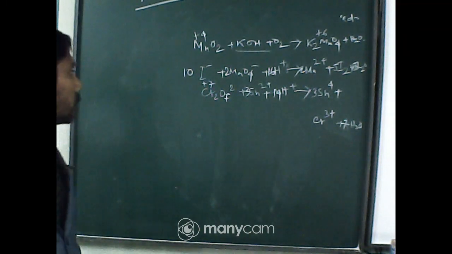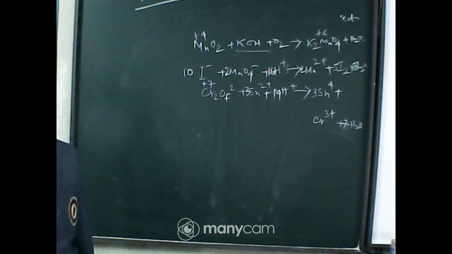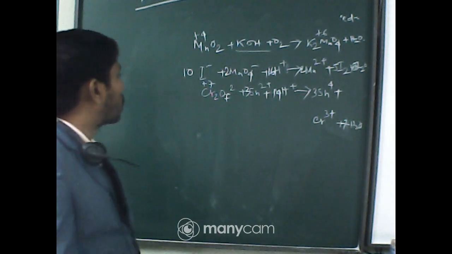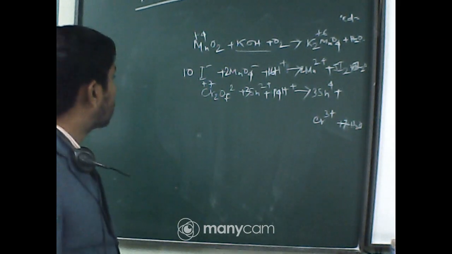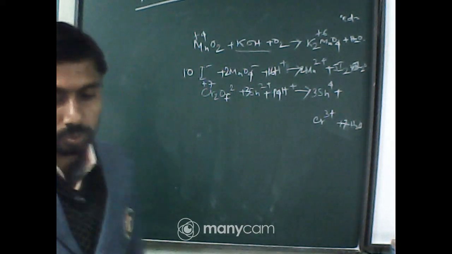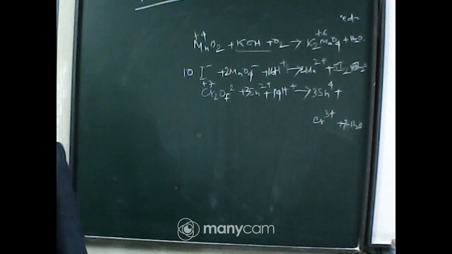These are very important. First one is the oxidation of manganese from plus 4 to plus 6. Second one, iodine from minus 1 to 0, that is oxidation. Here, oxidation of Sn2 plus to Sn4 plus. This is also a question from transition elements.